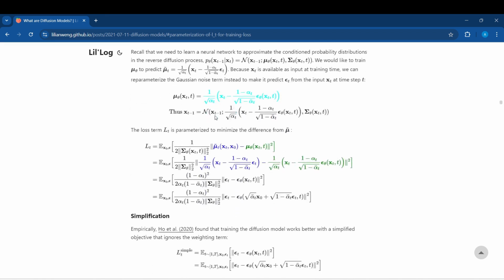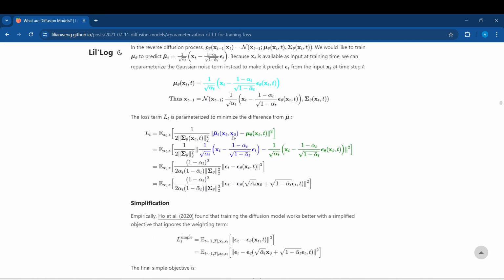So there is a formula. We can just plug it in and write this, which I have already seen above. This is mu tilde t, which we have already seen, and this is just mu theta of xt given also t. We are writing this in this form, which takes this xt image, and we are also giving it this time step.